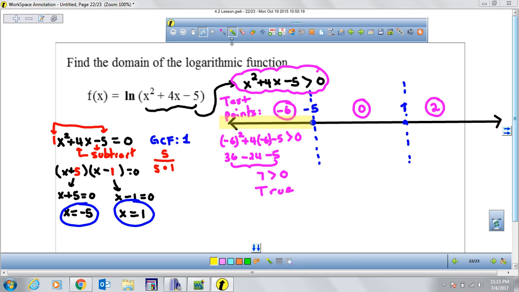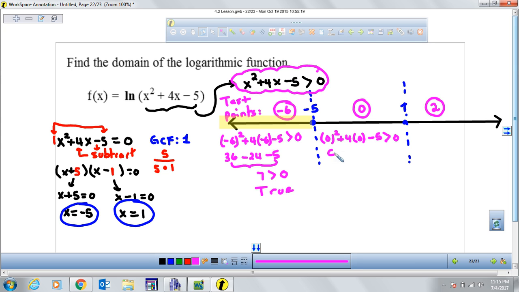Now for the next one, we're going to evaluate 0. So it would be 0 to the second power plus 4 times 0 minus 5 must be greater than 0. So that gives me 0 plus 0 minus 5, and that is going to be -5. Is that greater than 0? That is going to be false. So what does it mean? That all of the numbers between -5 and 1 are not solutions of this inequality, meaning that these values will not be in the domain of this function.